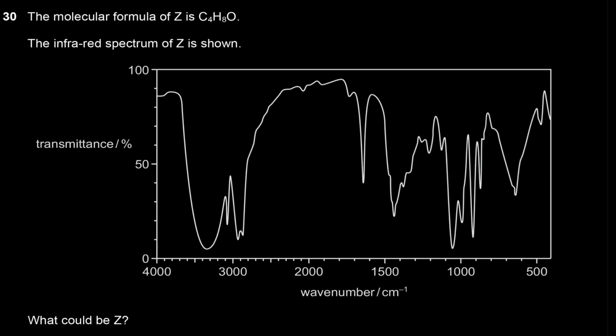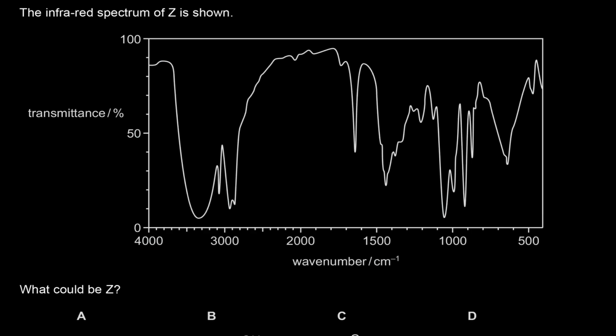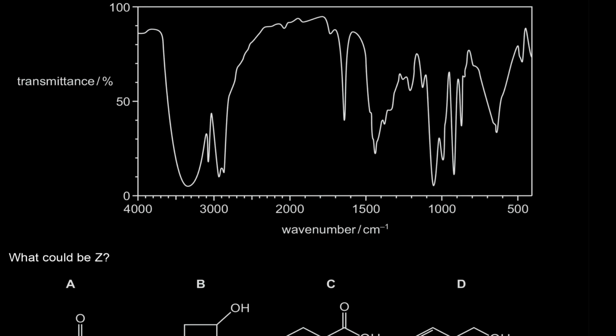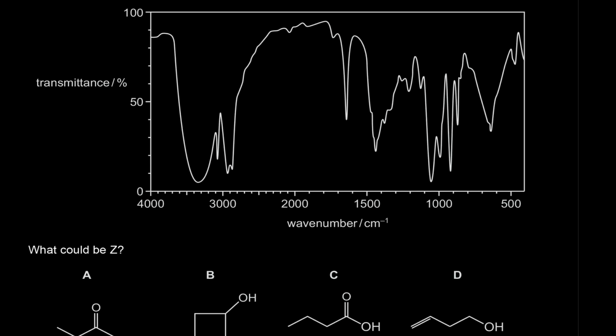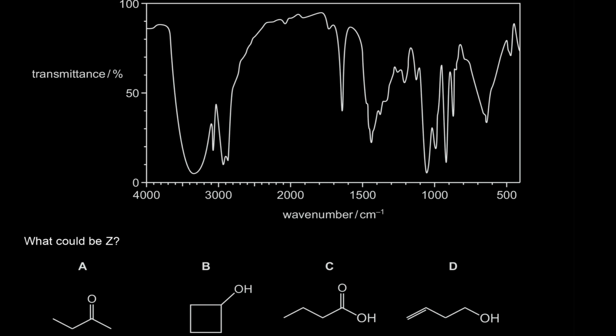The molecular formula of Z is C4H8O. The infrared spectrum of Z is shown. What could be Z? Okay. So now we have to identify compound Z based on the infrared spectrum.